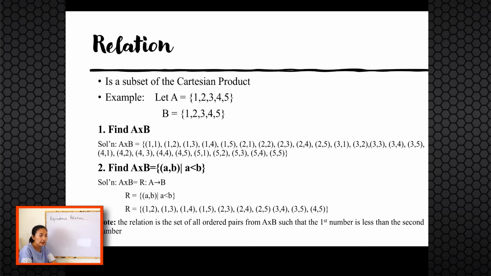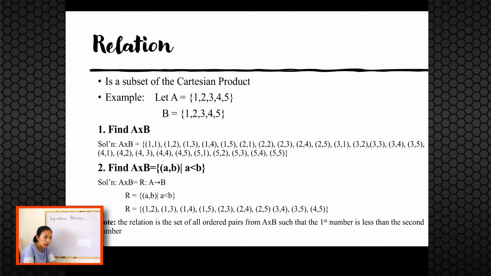For example, let there be two sets. Set A, whose elements are 1, 2, 3, 4, 5. Set B has the same elements. These are equal sets. Find A cross B. Since A and B are exactly the same, we can even have A cross A. What do we mean by this? It is the set of all possible ordered pairs such that the first elements come from A and the second elements come from B.